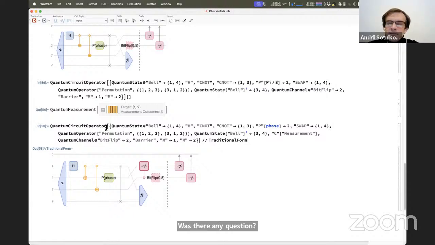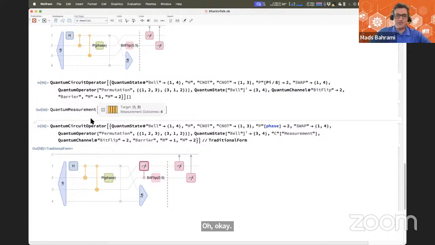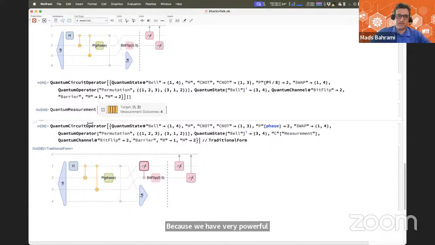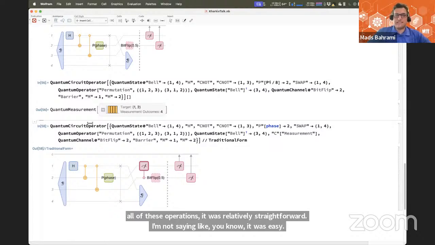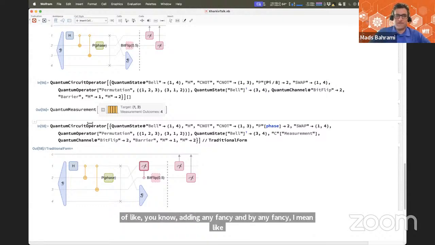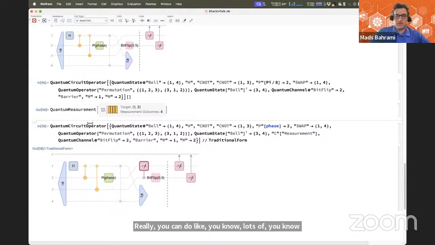Someone may ask, so how did you guys go through lots of headache to include all of these special operations in Mathematica? Each one has its own customized way of doing things, etc. I should say, because we have very powerful algebraic computation in Mathematica, including all of these operations, it was relatively straightforward. I'm not saying it was easy, but Mathematica understands any form of symbolic computation. So you have the freedom of adding any fancy, and by fancy I mean really, lots of fancy operations on top of your measurement results.